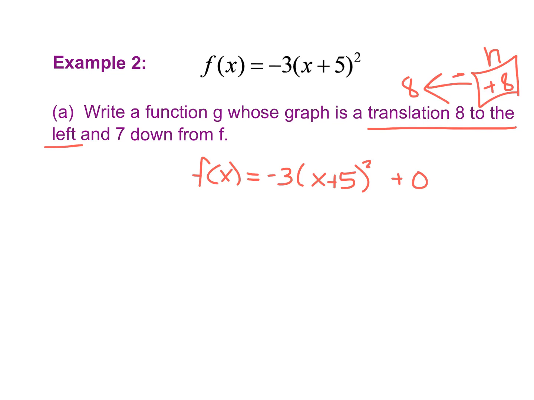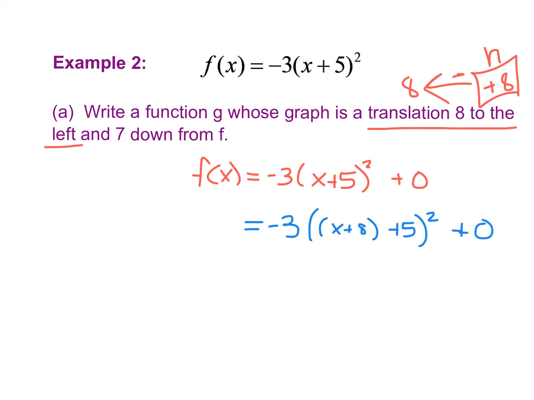Now I'm going to do this in a way that seems a little confusing, but on the next slide why I'm doing it this way will make more sense. So we need to add 8 to x. So I'm going to do a parenthesis and do x plus 8. And then I have my plus 5 still with the squared and plus 0.